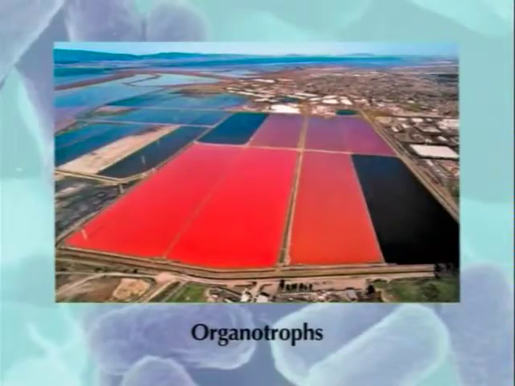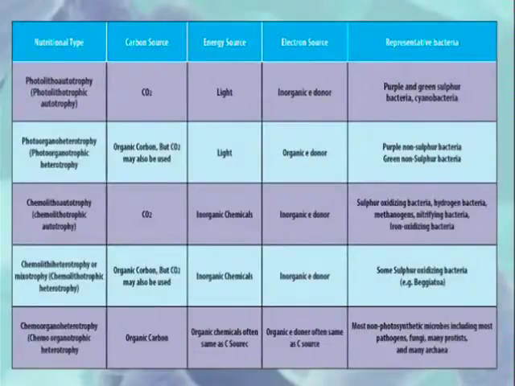Despite the great metabolic diversity seen in microorganisms, most may be placed in one of the five nutritional classes based on the primary source of carbon, energy, and electrons.